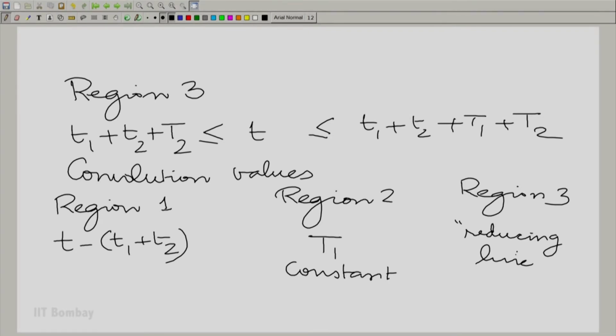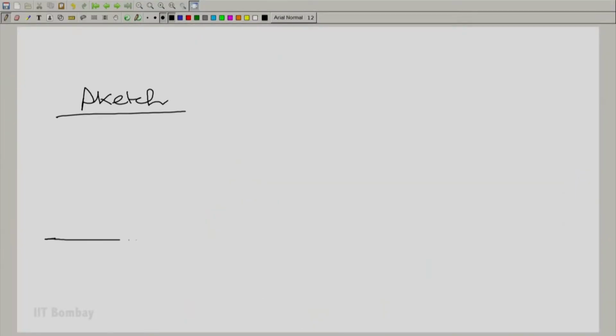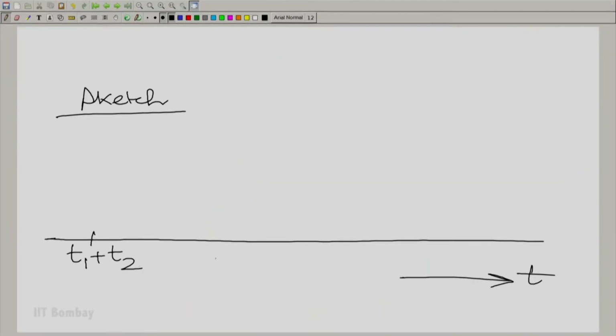So, let us by sketching this get an idea. First, the convolution rises, reaches T1 and then goes to the end, falling off as a dying line or a reducing line. Now, the convolution is a function of t. It begins at T1 plus T2. There is a transition of behavior at T1 plus T2 plus capital T1. One more transition of behavior at T1 plus T2 plus capital T2. And the final transition to 0 at this point.